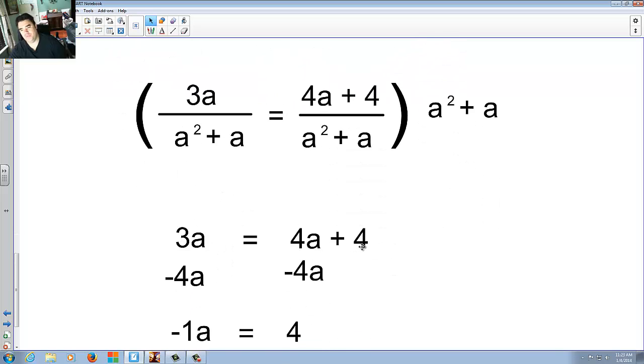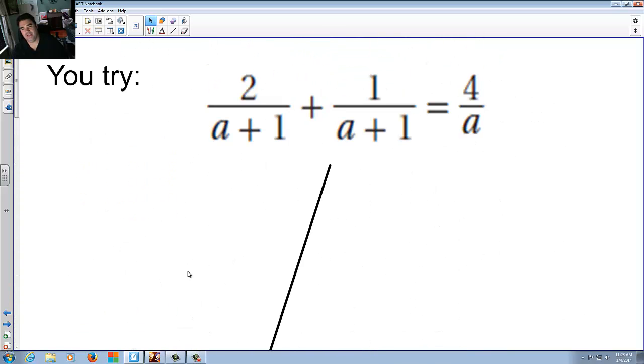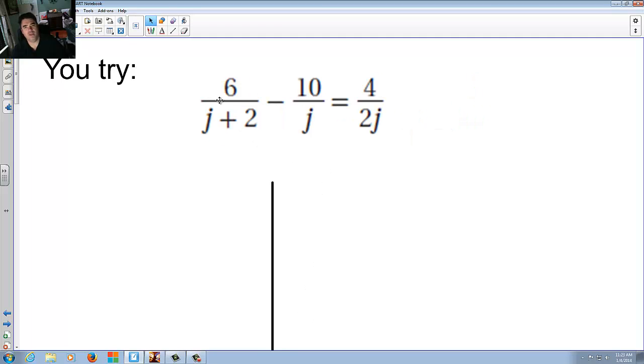So you get 3a equals 4a plus 4, plug it in, minus 4a to both sides, negative a equals 4, a equals negative 4. If you plug it in, I think you'll find that negative 4 is going to work out. You try, same idea, go ahead.